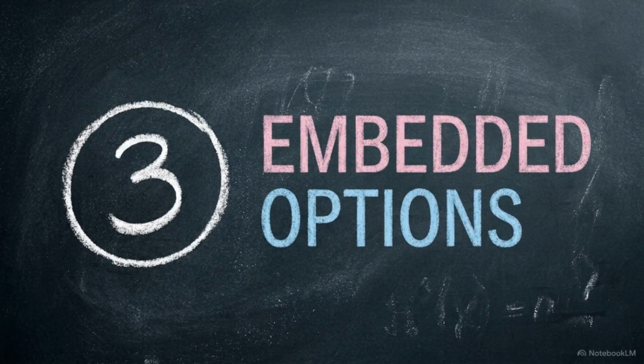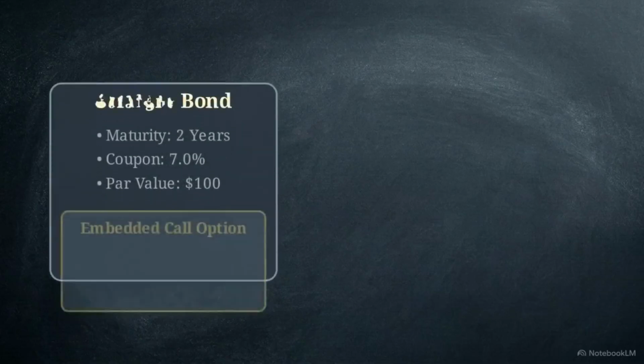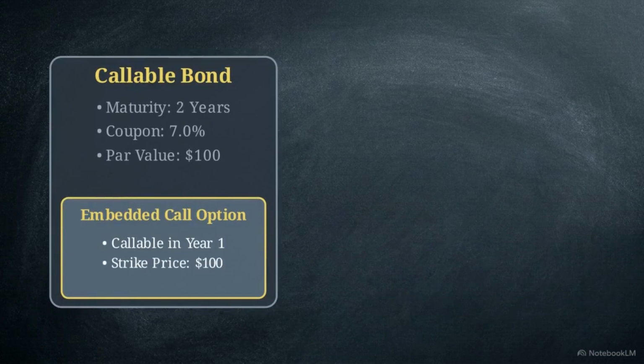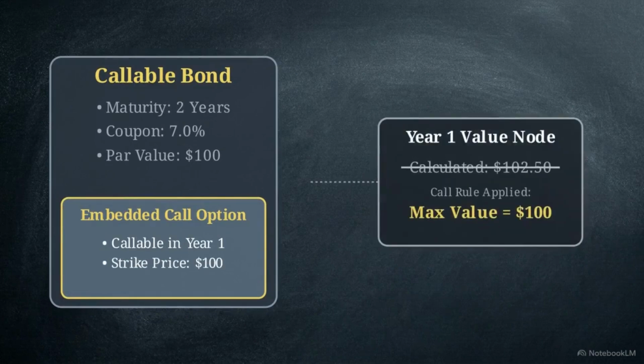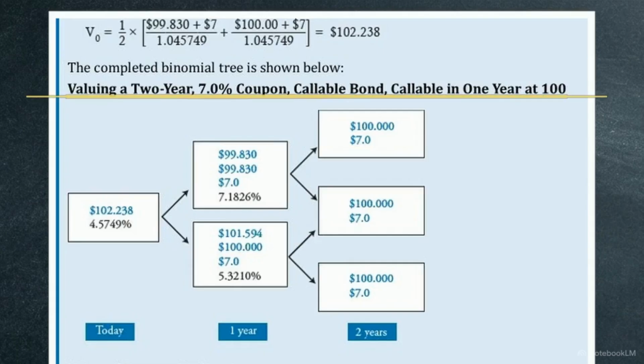That brings us to Challenge 3. We are using the exact same 7% bond, but now we're introducing an embedded option. It is callable in 1 year at $100. This introduces the call rule. If the computed value of the bond at any node exceeds the $100 call price, the issuer will call the bond, capping the investor's return.